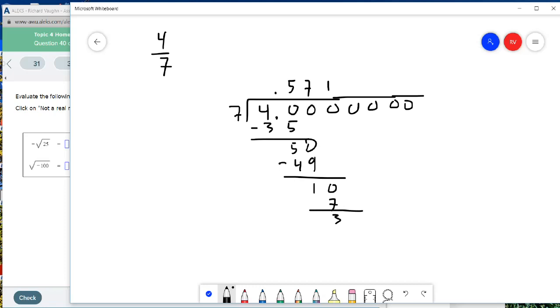Bring down the next 0. 7 goes into 30 4 times. That's 28. Subtract. That leaves a remainder of 2. Bring down the next 0. 7 goes into 20 twice. That's 14. Remainder 6. Bring down the next 0. 7 goes into 60. Well, 8 times. That's 56. And now I get remainder of 4.